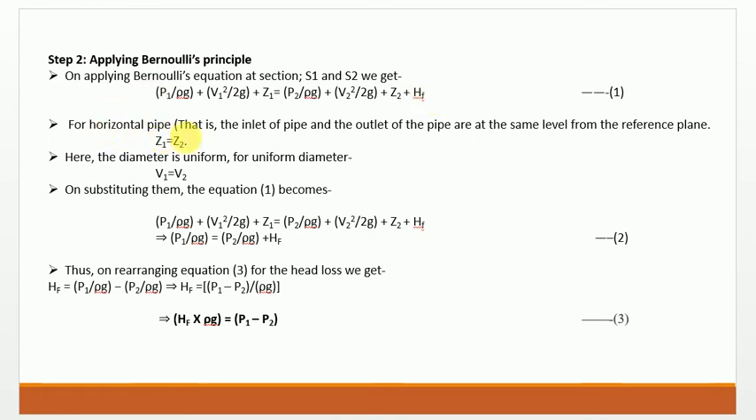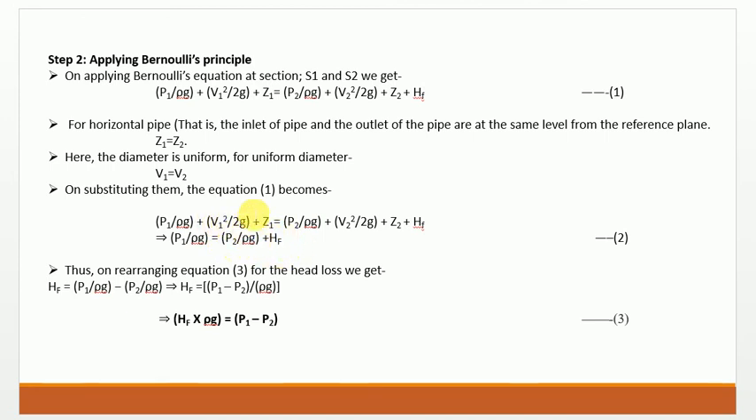So for a horizontal pipe, there won't be any datum, right? So the reference plane of the pipe will be the same. So Z1 will be equal to Z2. Here the diameter is uniform, and we have taken a steady flow, so velocity remains constant. So V1 will be equal to V2. On substituting them, equation 1 becomes P1 by rho g equals P2 by rho g plus head loss due to friction.